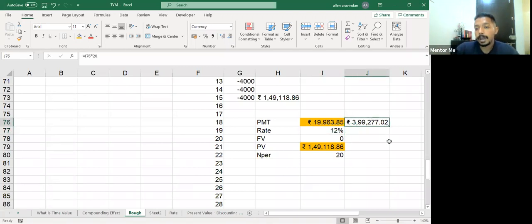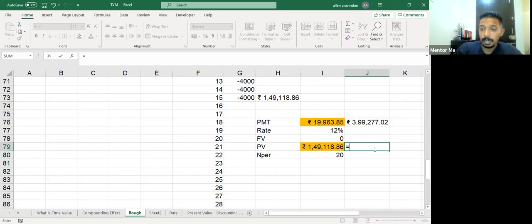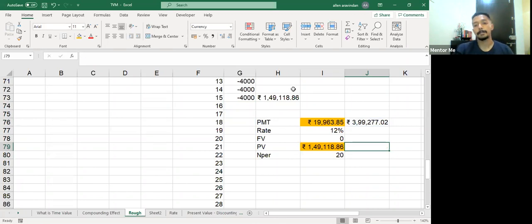Now, assume for a while that you actually had 4 lakhs. To make a 19,963 withdrawal every year, you would just need 1,49,000. So if you had 4 lakhs, you could leave the rest of the money for the other generation, and they would also benefit. This is the effect of compounding.